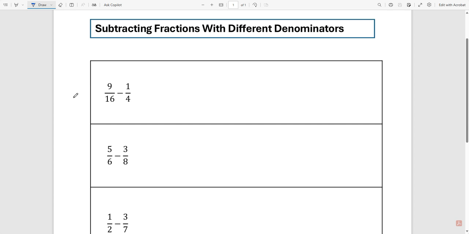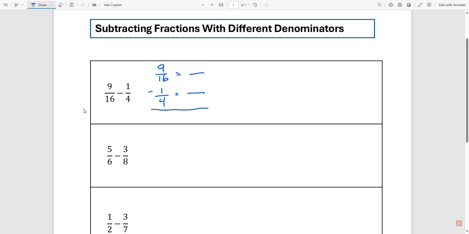All right, and so let's do this first one. I like to line these up vertically, and I'm going to do that here. So I have 9/16 minus 1/4. And just like we did when adding, we'll look for the smallest number that both will divide into. And I always like to look to the largest denominator and use that one because you can get to the smallest number that both of them will divide into faster by using the largest denominator.